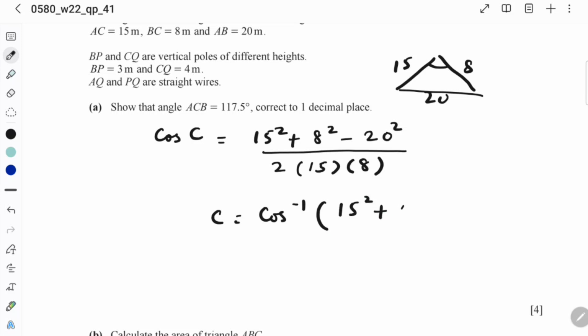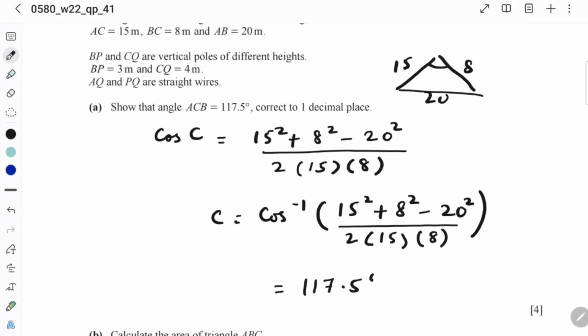This working is not enough, remember, I'm reminding you. Now 2 times 15 times 8, and then calculate, which is 117.5 degrees. C is equal to 117.5 degrees, so this is the answer for this part.